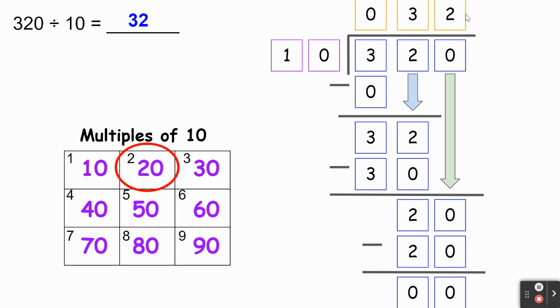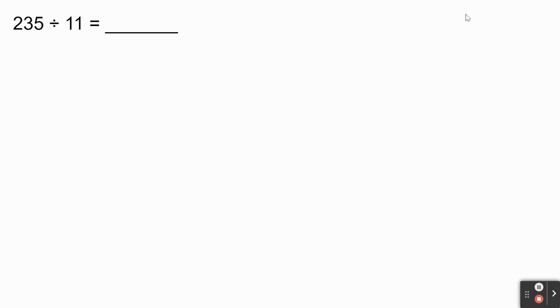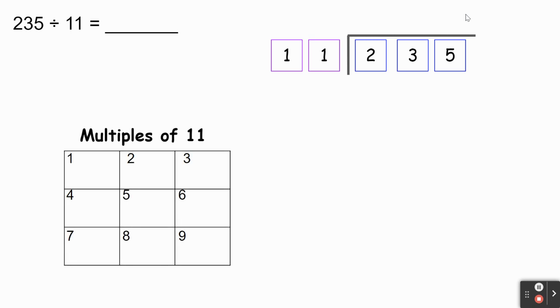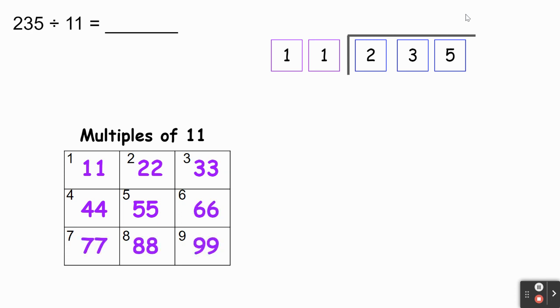Let's try another problem. Here we have 235 divided by 11. First, we're going to set up our problem by placing 235 on the inside of our symbol and 11 on the outside. We're going to list our multiples of 11 since 11 is our divisor. So we have 11, 22, 33, 44, 55, 66, 77, 88, and 99. We're going to use this to help us divide.